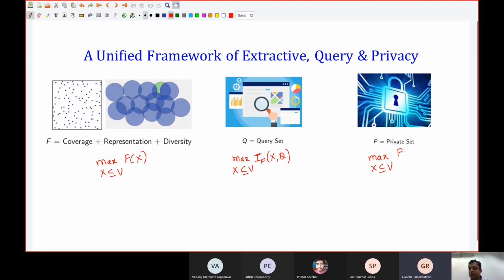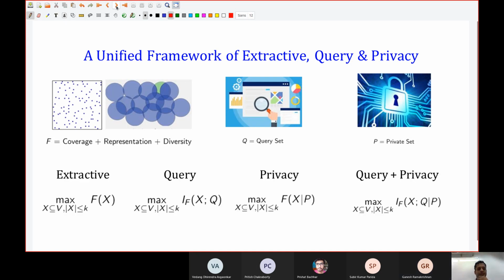The privacy preserving case, you would say max X subset of V. I use f directly, but f of X conditioned on P, or any of these, right? Any combinations. That's exactly what I showed. Now I could further put a cardinality constraint. Cardinality is important, especially if the function is monotone. If the function is not monotone, I might still get away without a cardinality constraint. So cardinality constraints are absolutely unavoidable when f is monotone. Otherwise, you keep adding to the set, the function value will keep increasing, so there's no limit.